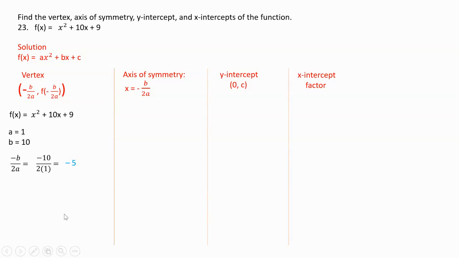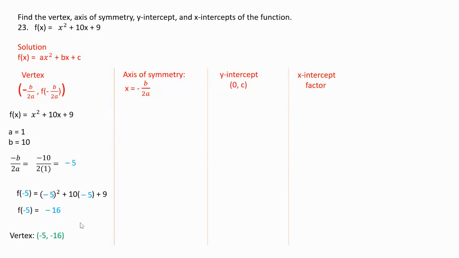Now to find the y part, we're going to evaluate the function at negative 5. That means I'm going to plug in negative 5 where the x is, and also where the 10x is. And then all we do is simplify. Negative 5 squared is 25. 10 times negative 5 is negative 50. So 25 minus 50 will give us negative 25. Negative 25 plus 9 will give us negative 16. So my vertex will be (-5, -16).